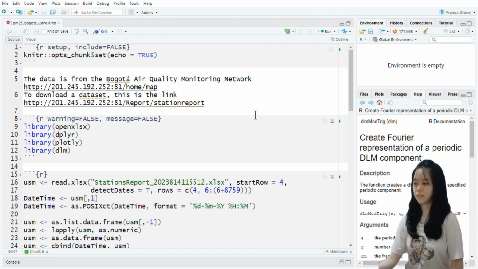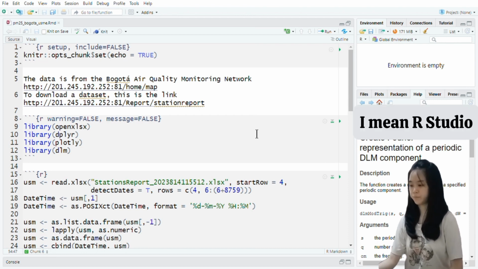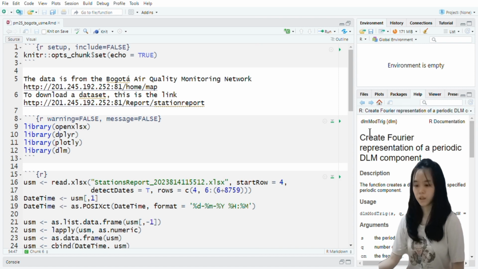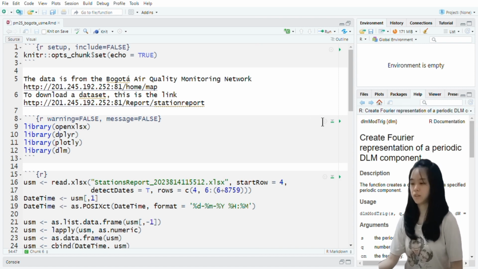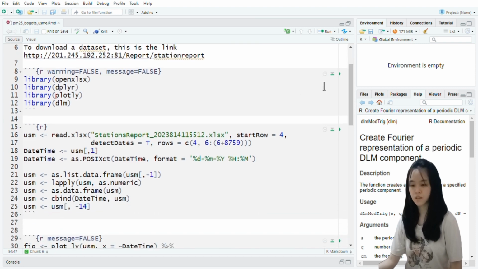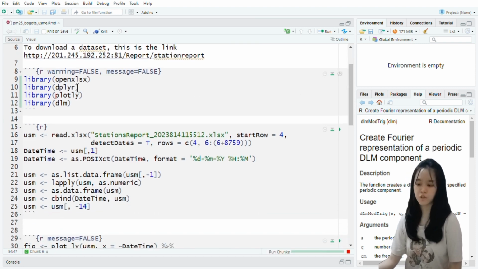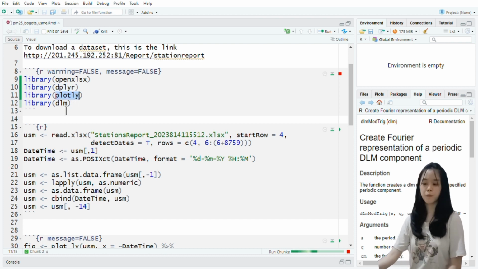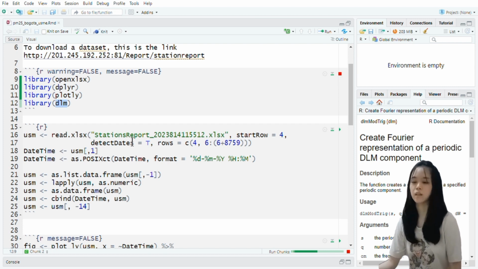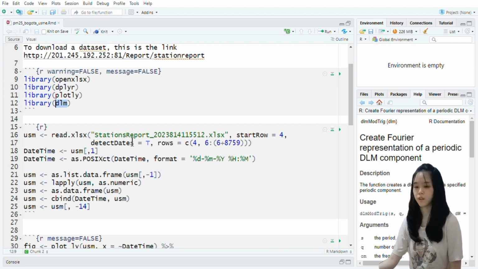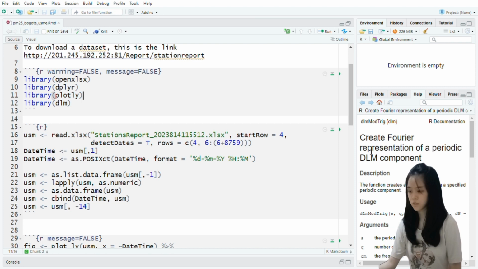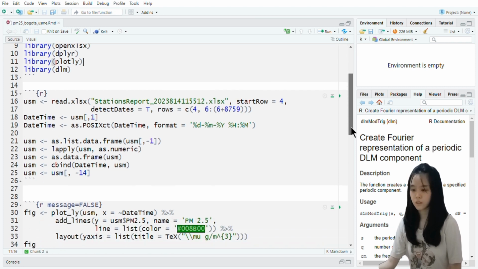Okay, so we're back in our R programming. Before we do anything about the analysis, let's load the packages first. The first package here is for opening the Excel file, and then dplyr for preprocessing, and then plotly for visualization, and dlm is for implementing DLM, or dynamic linear model. Okay, now let's start reading the file.